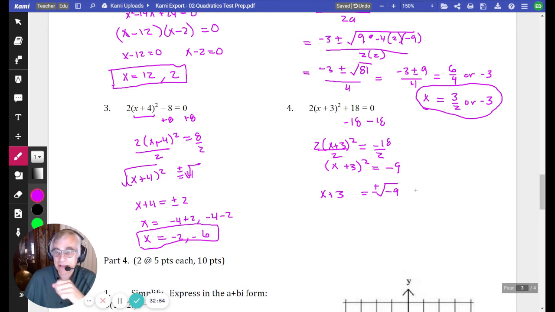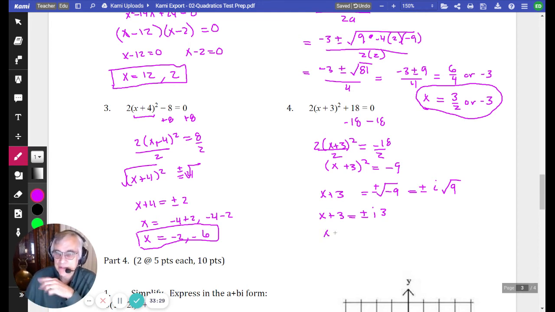Anytime you have the square root of a negative number, take the square root of negative 1 out of it, and we call that i, the symbol that represents the square root of negative 1. What's left behind is going to be the positive value, square root of the positive value. Now 9 is a perfect square, so that's nice. x plus 3 equals plus or minus i times square root of 9, which is 3. So plus or minus i3 or 3i.